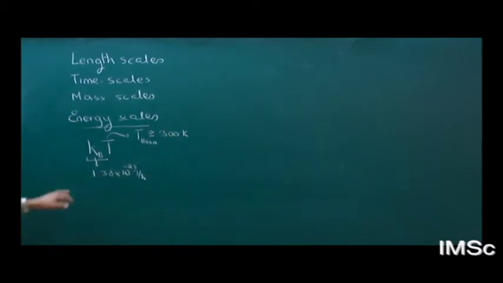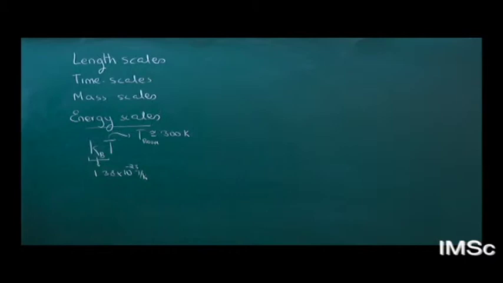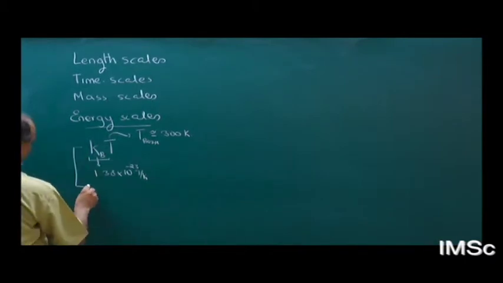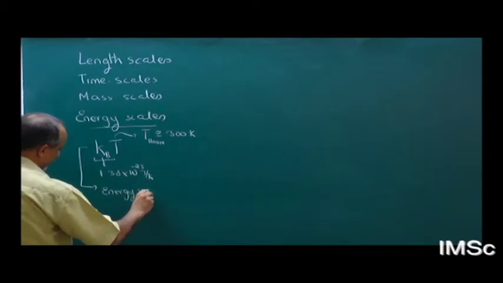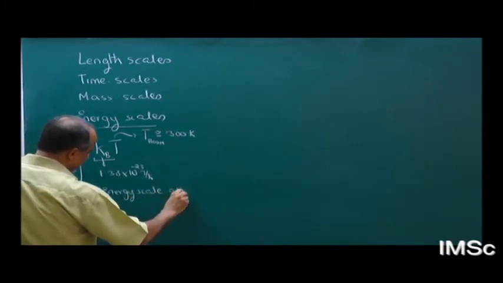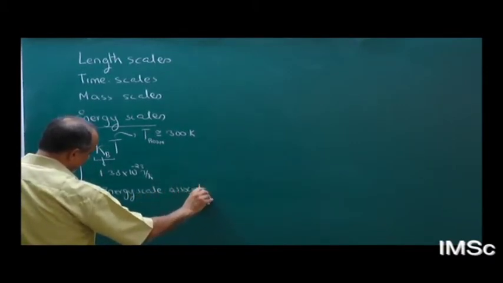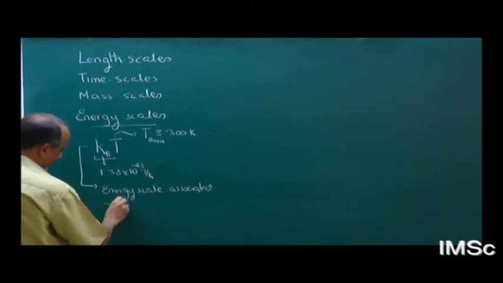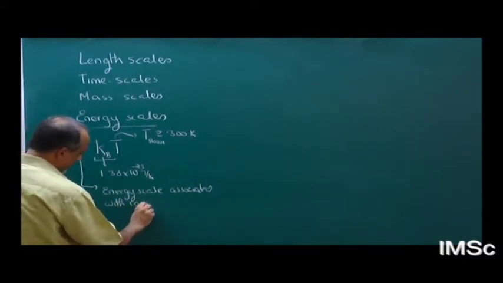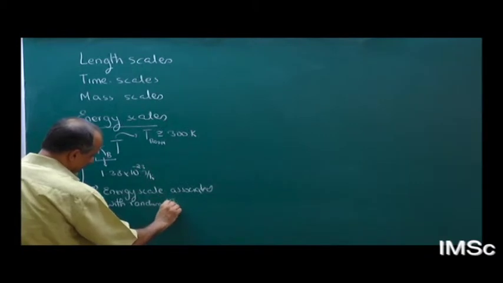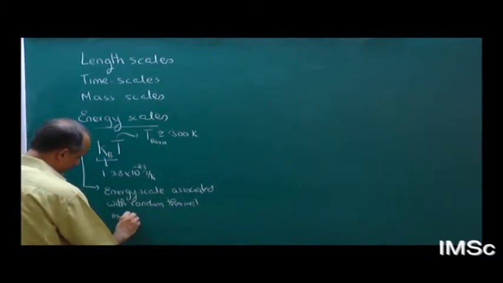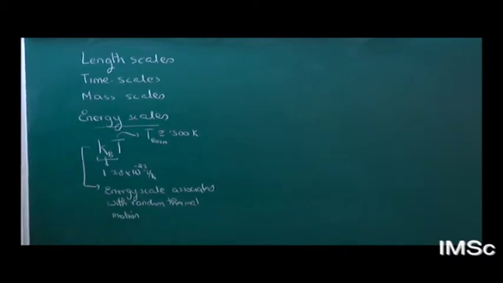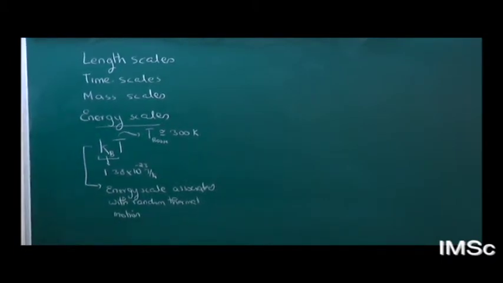Okay. So multiplying this quantity by the temperature, you get an idea of what is the energy scale associated with a temperature. So the energy scale technically associated with random thermal motion. We can use this to estimate various quantities.